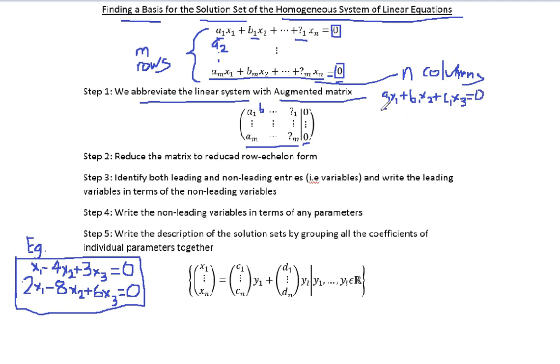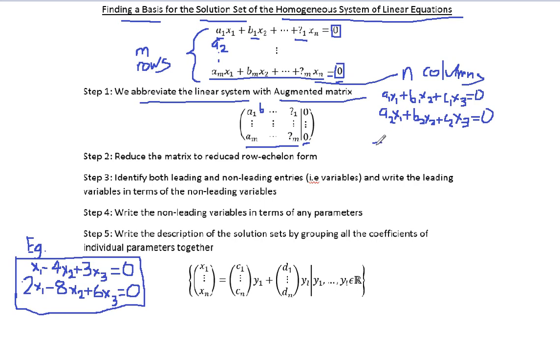And the second row, I'll have a2 x1 plus b2 x2 plus c2 x3 equals 0. So in this case, I have 3 columns. Why? Because x1, x2, x3. So 3 columns, and here 2 rows because a1 and a2, b1, b2, c1, c2.